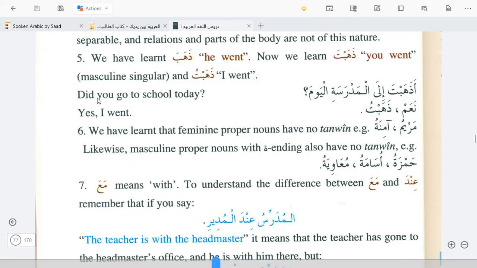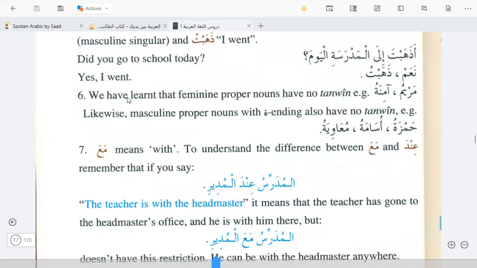Like this sentence here. Did you go to school today? A dhahabta ila al-madrasati al-yawma. A means did. Dhahabta, you went, ila, to, al-madrasati, school, al-yawma, today. Did you go to school today? Adhahabta ila al-madrasati al-yawma. Yes, I went. Naam, dhahabtu. Naam means yes. Dhahabtu means I went.